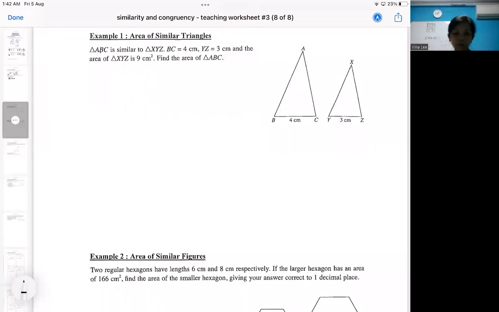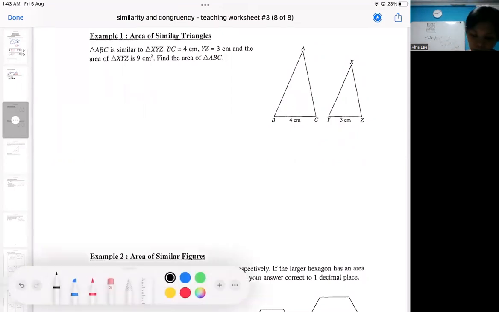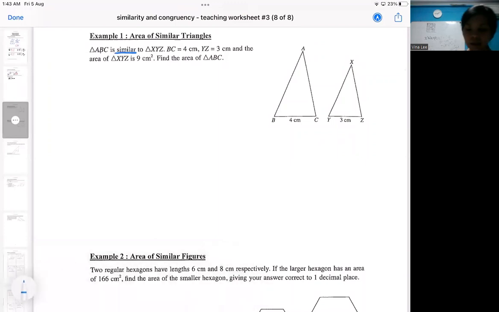Okay, so I'm going to show you two questions where it's outright similar because the question already says that they are similar. And they didn't even ask you to prove. Okay, so they talk about area. So you might want to stand by your formula first. Okay, stand by your formula because you know that it's similar and they are dealing with area.